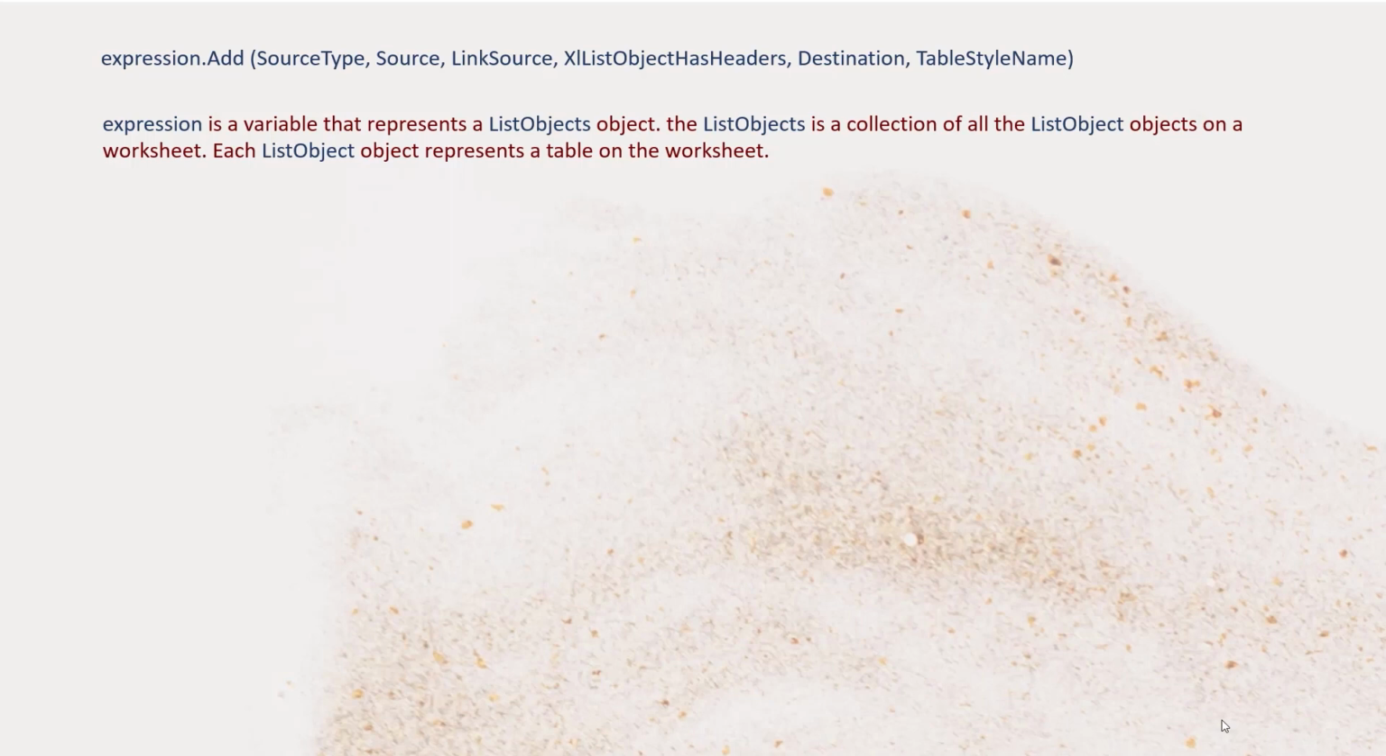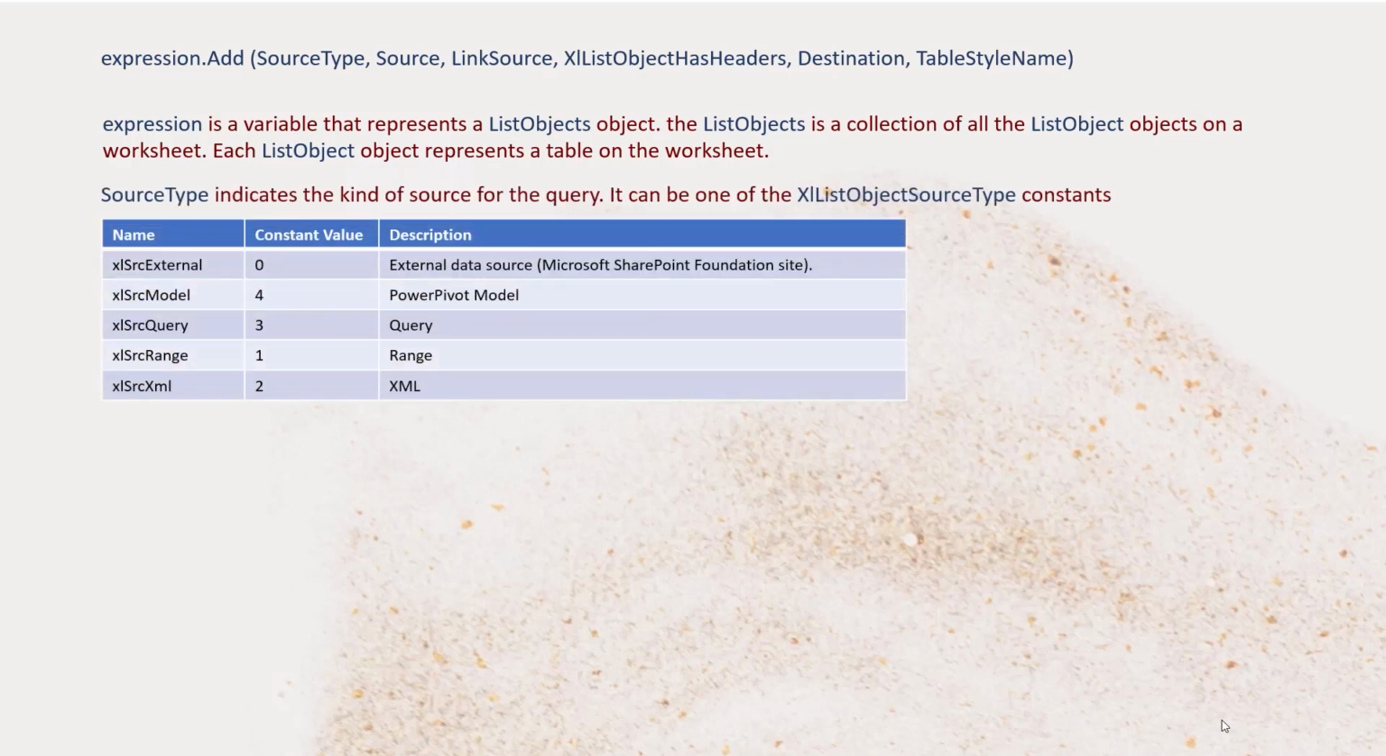All the parameters, be it the SourceType, Source, LinkSource, and others, are optional parameters. The SourceType indicates the kind of source for the query. It can be one of the following XlListObjectSourceType constants: xlSrcExternal, xlSrcModel, xlSrcQuery, and so on.